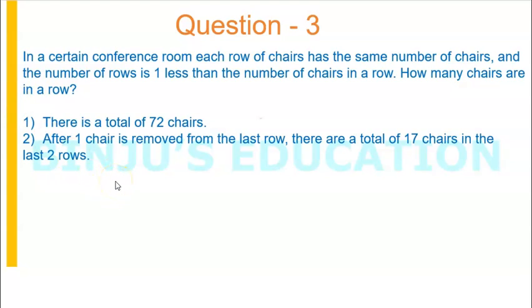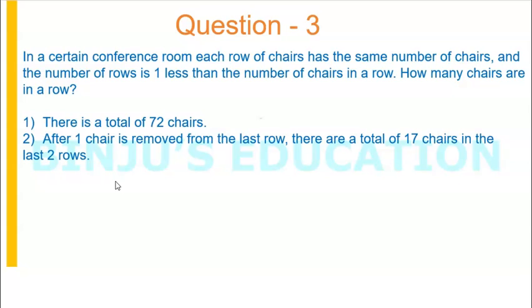Okay, let's see what we can do with this one. In a certain conference room, each row of chairs has the same number of chairs, and the number of rows is one less than the number of chairs in a row. How many chairs are in a row?